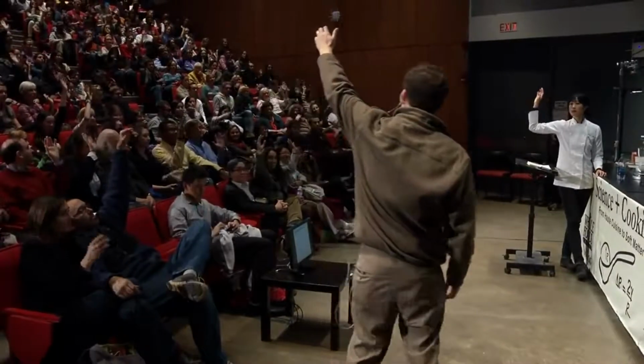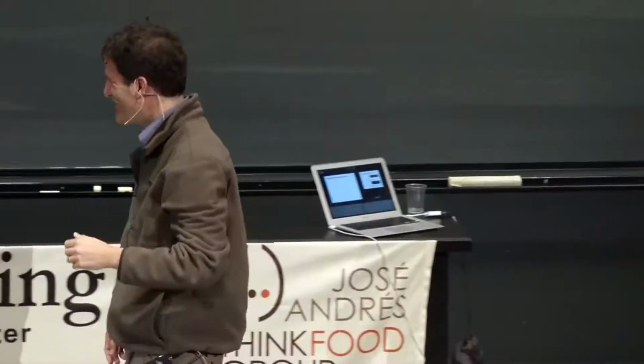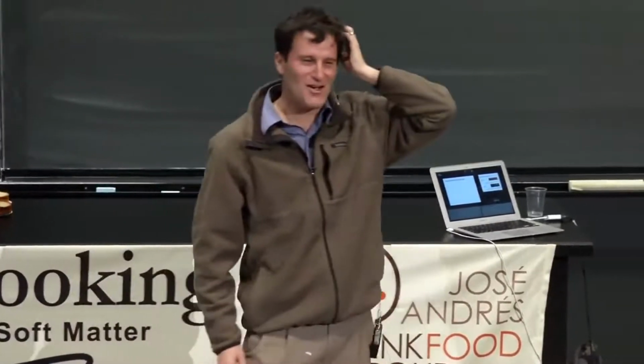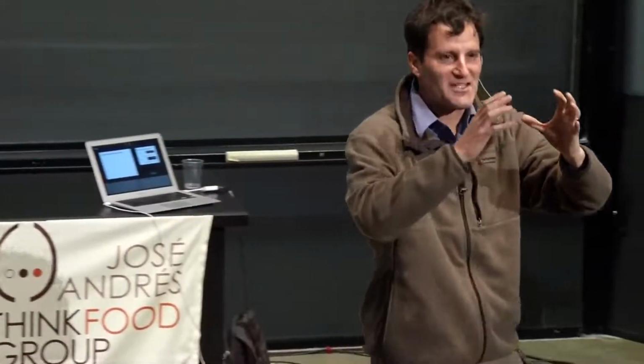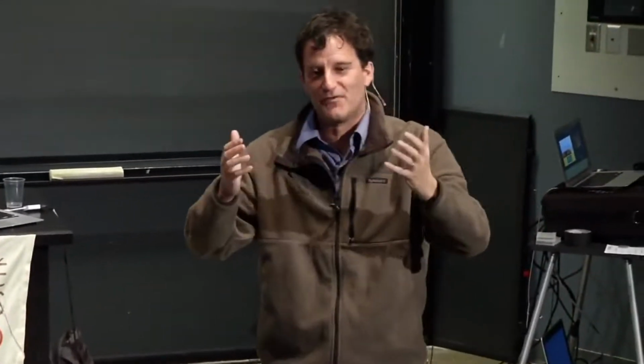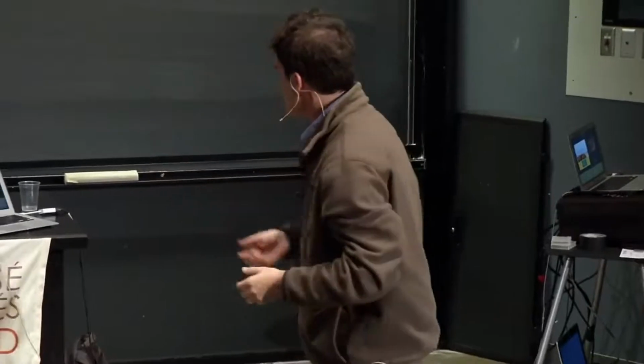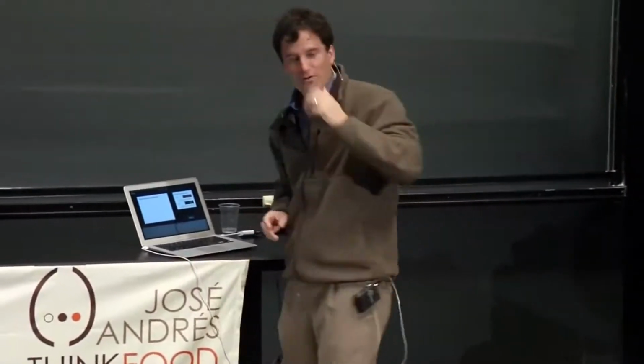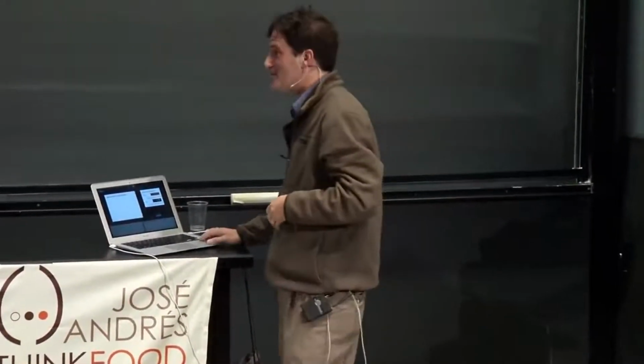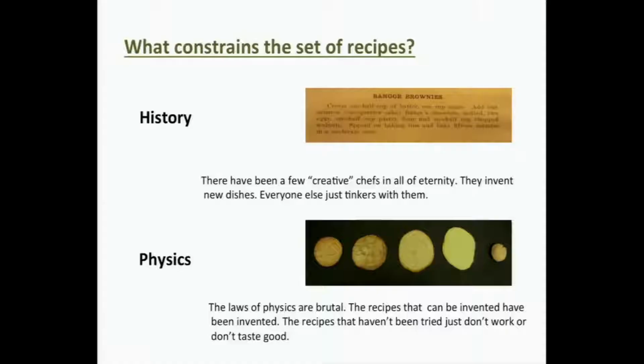When you cook brownies, there's just a little region of phase space that has brownies, and if you go far out, maybe it'll be something else. So you can ask, why is that? We were sitting around wondering what constrains them, and we came up with 2 hypotheses that I wanted to show you. Number 1 is history, and number 2 is physics. Let me explain what I mean by that.